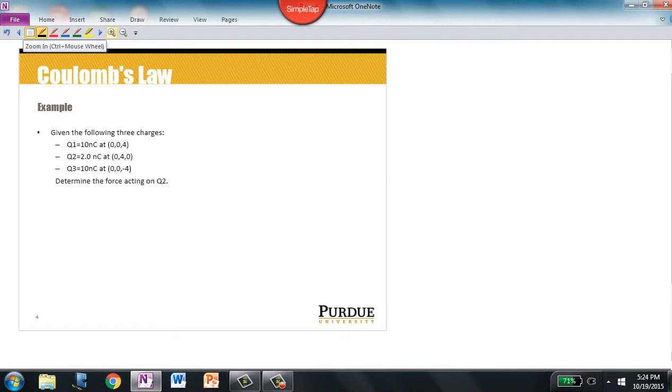Suppose we have a 10 nanocoulomb charge, Q1, and that is located in the Cartesian coordinate system at the location 0, 0, 4 meters. We've got a second charge, Q2. It's 2 nanocoulombs, and it's located at the Cartesian coordinates 0 meters, 4 meters, 0 meters. And then finally we have a 10 nanocoulomb charge, Q3, and it's located in Cartesian space at 0, 0, minus 4. The problem here is, let's determine the force acting on Q2.